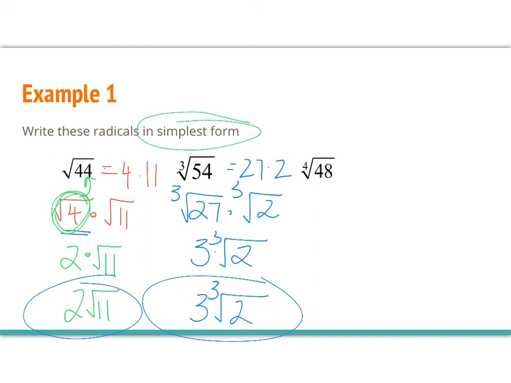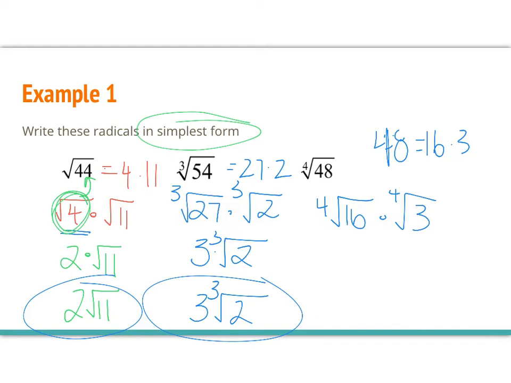So we're going to look at our fourth powers. We never use 1 because the root of 1 is 1. Very uninteresting. But if we look, 48 is equal to 16 times 3. So I can write that the fourth root of 48 is equal to the fourth root of 16 times the fourth root of 3.